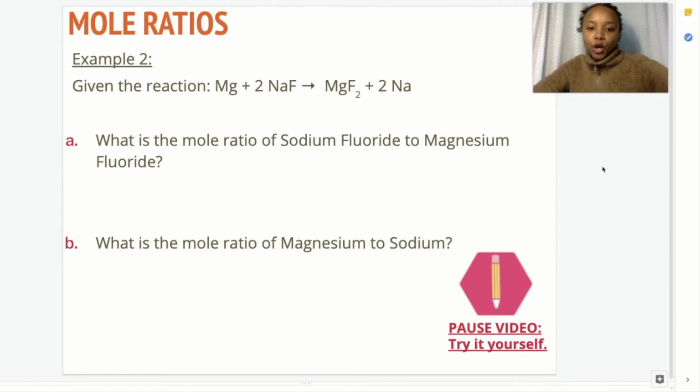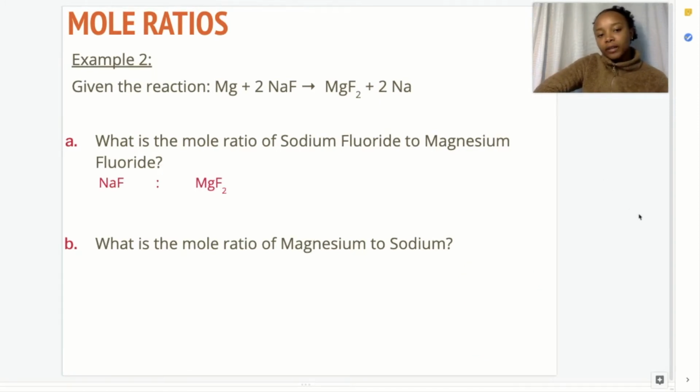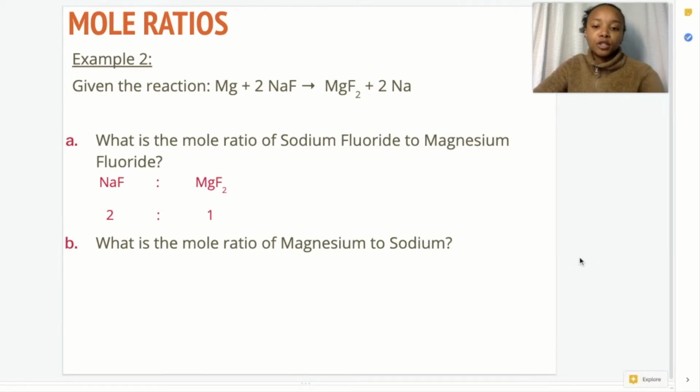Right. So it says, what's the mole ratio of sodium fluoride to magnesium fluoride? First thing we're going to do is set up our ratio. It should look like this. And then I look at my coefficients. So in front of NaF, there's a 2. So I'm going to put my 2 there. And in front of MgF2, there is no number, which means there's just one of them. So I put a 2 and I put a 1. I'm done.